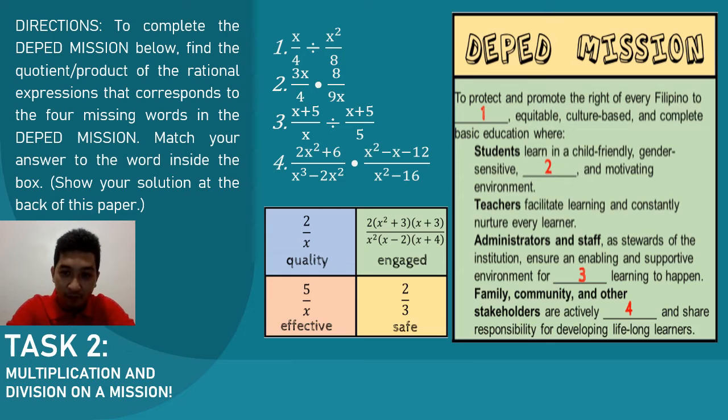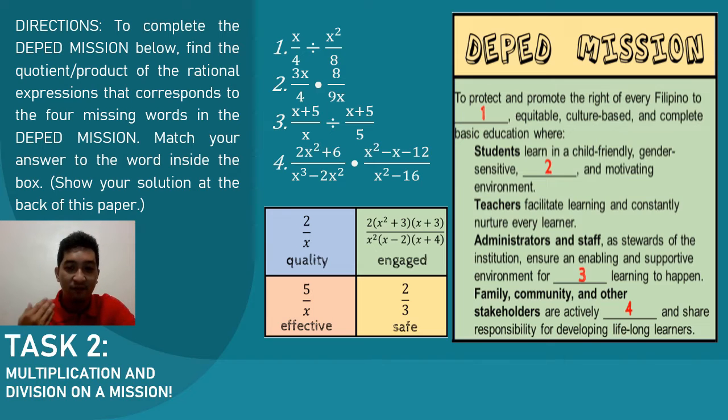So, ganito po. Ano po? So, meron kang DepEd mission dito na makikita nyo meron blanks. So, you have 1, 2, 3, and 4. So, yun yung blanks na kailangan mo. At yung words na pwede mong ilagay dyan ay itong mga nasa baba. You have quality, engaged, effective, and safe.